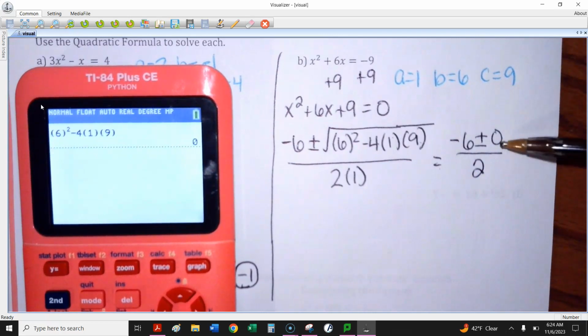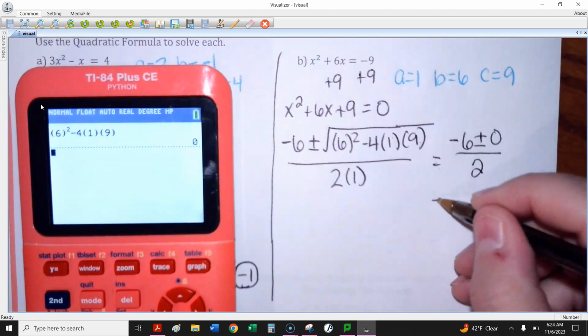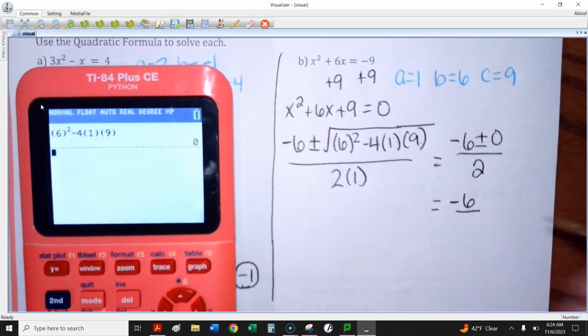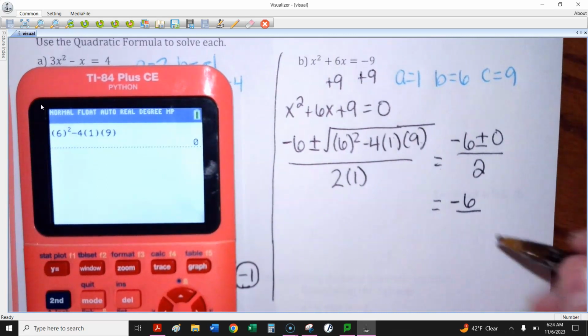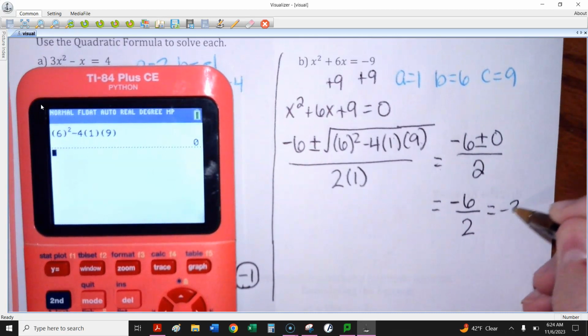Okay, well, if I add 0 or subtract 0 from negative 6, either way, it's going to give me negative 6. So this is kind of a more rare question, but this actually only has one answer, and so it's just negative 6 over 2, which is negative 3.